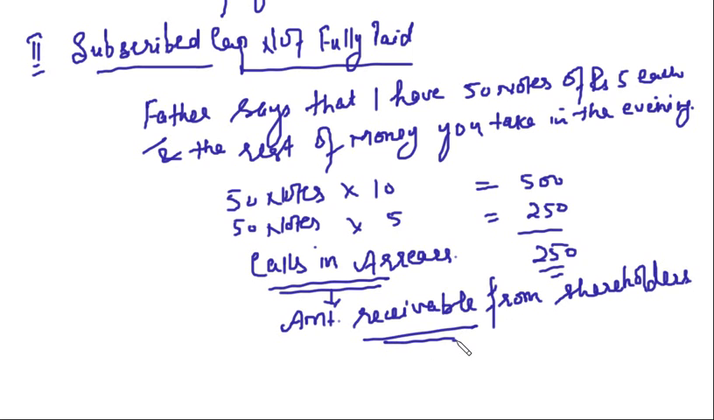So what is the meaning of subscribed capital not fully paid up? You ask your father to give you 50 notes of rupees 10 each, but your father gives you 50 notes of rupees 5 each. Clear? So this balance 250 is what we say as calls in arrears. That is the amount that is still receivable, pending with the shareholders. They have subscribed to the shares but they have not paid the full money.